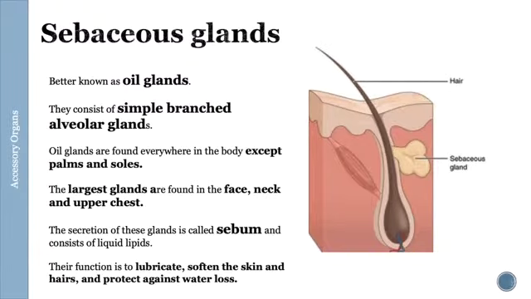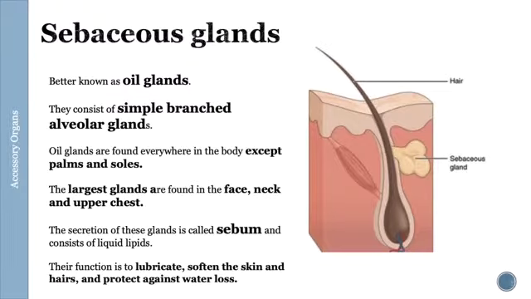These glands produce a special kind of secretion. We're not talking about sweat here. The secretion of these glands is called sebum, and it basically consists of liquid lipids. And when we say liquid lipids, we're talking about liquid fat.